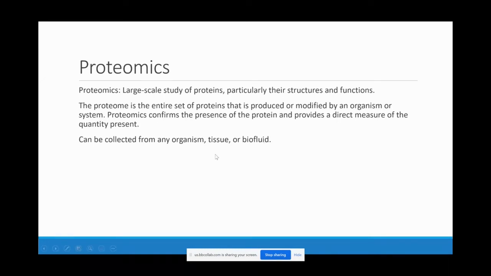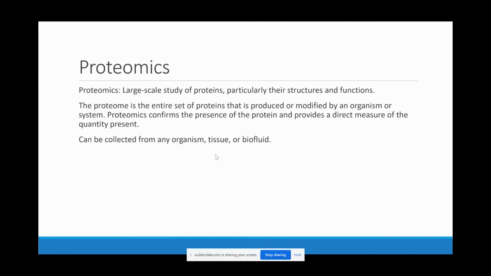So again, the proteome, the whole set of proteins, is all the proteins that are produced or modified by an organism, or again by just a system. It confirms the presence of the protein and it also provides a measure or quantity of the protein that is present. So that's another nice thing about proteomics: it's not just giving you a yes or no if it was there, it's giving you how much protein is there.